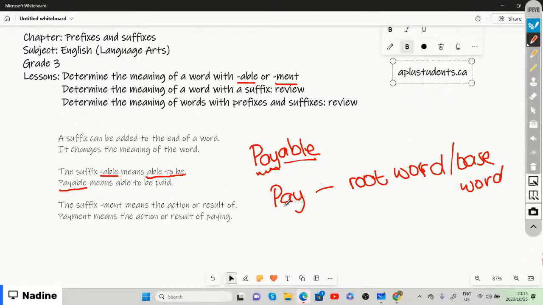So that is pay. Pay can stand on its own. We can even use that word pay and add that word ment and say payment, right? And once we say payment, the meaning of that word changes now.